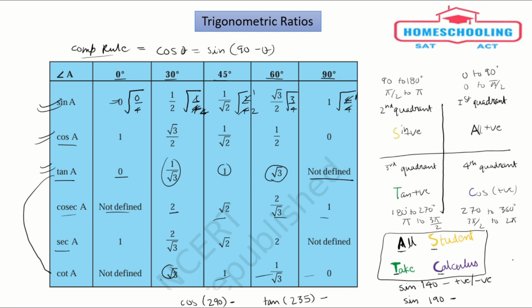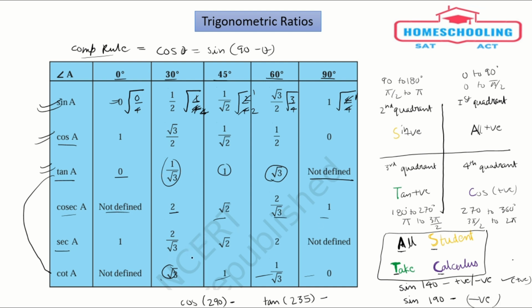Now let me ask you, if we know sine 140, will it be positive or negative? 140 would be in the second quadrant because it is between 90 and 180 degrees, and in the second quadrant sine is always positive, hence this will be positive. Now sine 190 degrees: 190 degrees comes in the third quadrant, only tan is positive, so sine 190 would be negative.